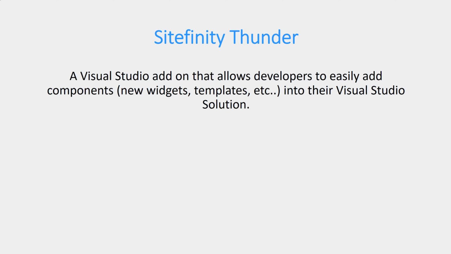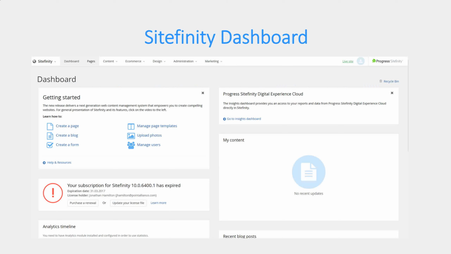Here's an image of the basic Sitefinity dashboard. This is a customizable dashboard, and you can see there are spots for recent blog posts that may come up, and any of your content. If I'm an approver of content, I would see content in here that other people may have edited, that's ready to be published to the site, that I would review first and then publish out. You can also see I can manage my users, upload photos, create a new page, create a new form, create a new blog entry, etc.